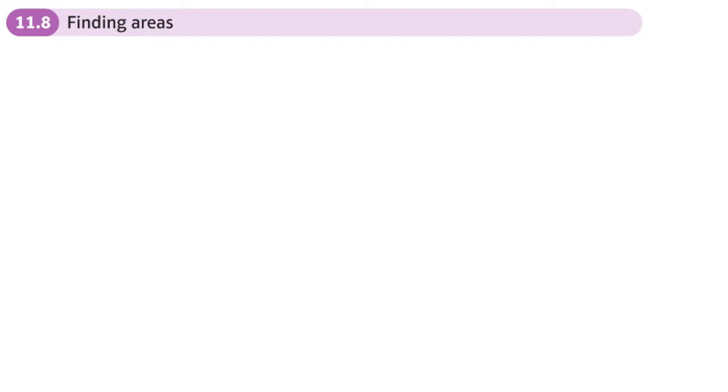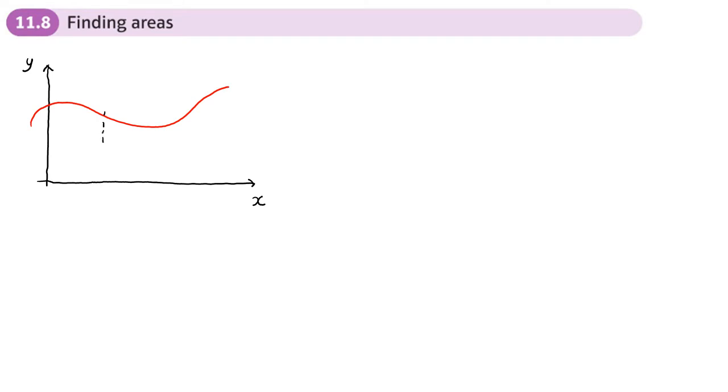This is the 8th section of the integration chapter, which is about finding areas. You'll remember from year 1 that if you have a function or a graph, let's say we've got some sort of graph function that looks like this, and we want to find the area between two limits, which we'll call a and b. So you want to find this area here.